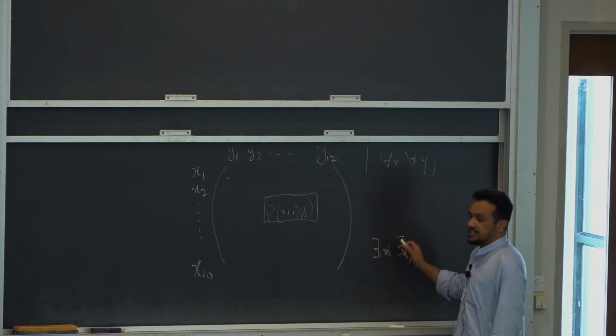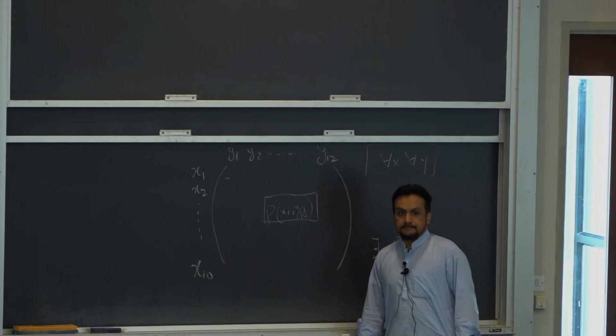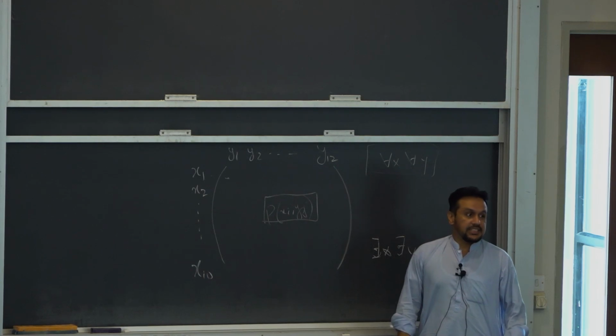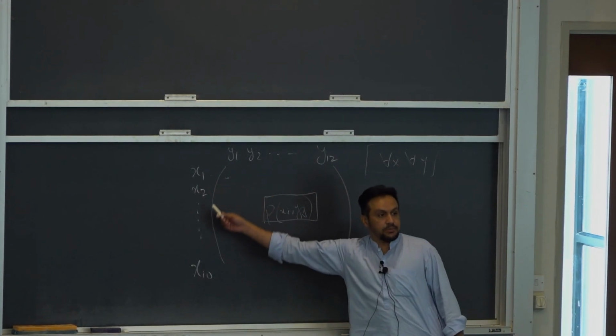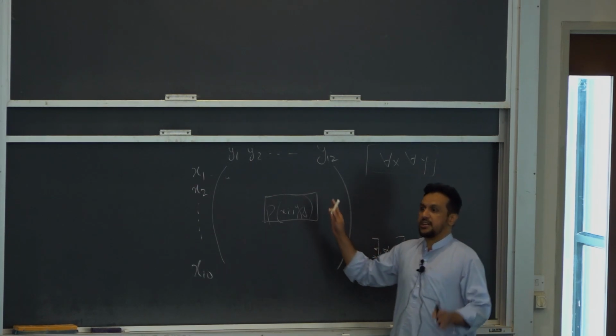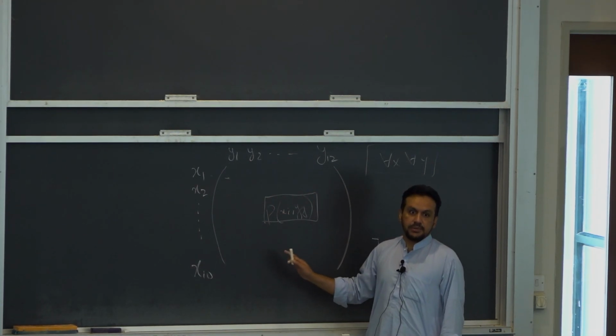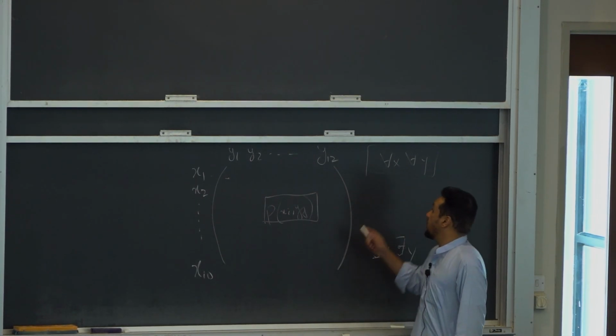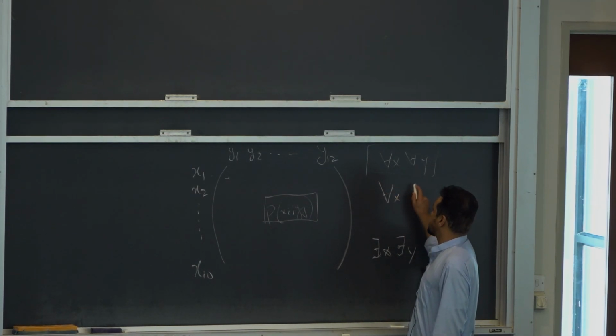There exists x, there exists y. There exists says that out of these 120 propositions, at least one is true. So there is a true statement among these 120 in this matrix. Does that make sense? What would be this statement?